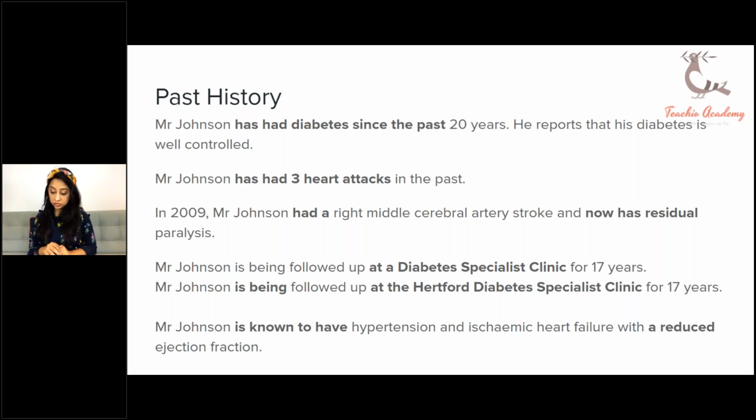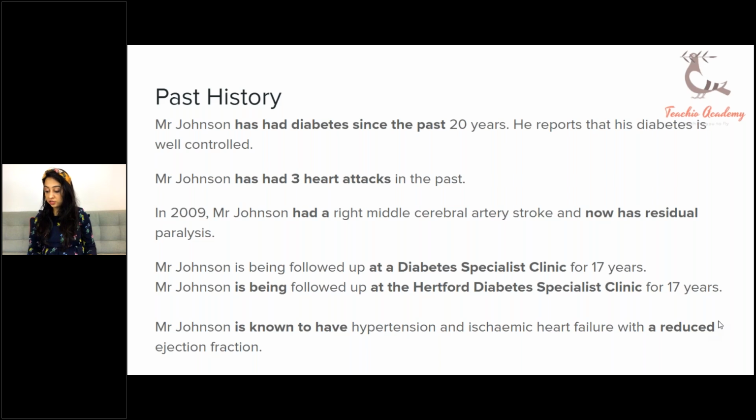Another thing you might notice about this sentence is that we've used "is being". Okay, so why have we used "is being"? Because the thing is still happening, so it's continuous. Okay, "is being followed up at a diabetes clinic", or "is being followed up at the", because the follow-up is still happening. So Yash has very correctly said "is being" means that he is still doing this. So the thing is still happening. That's why it's present continuous.